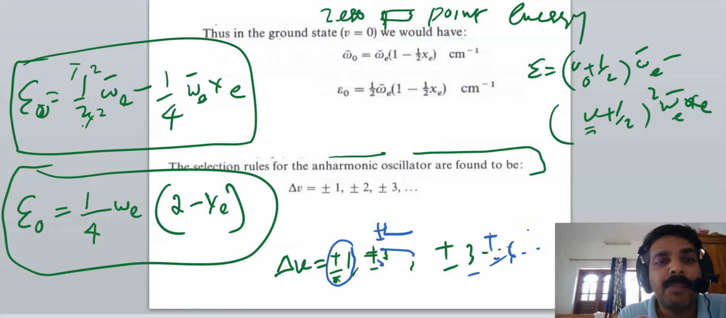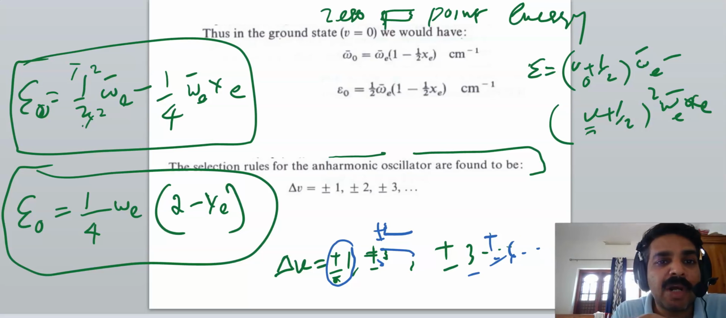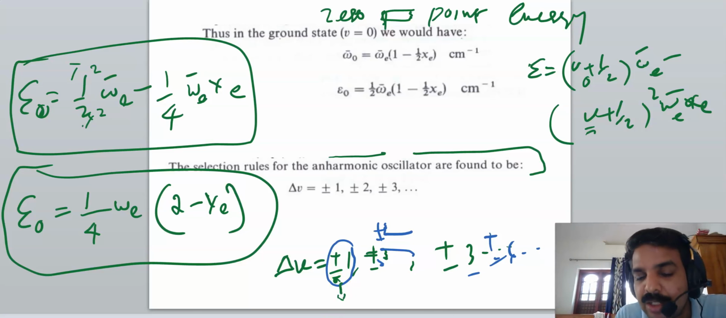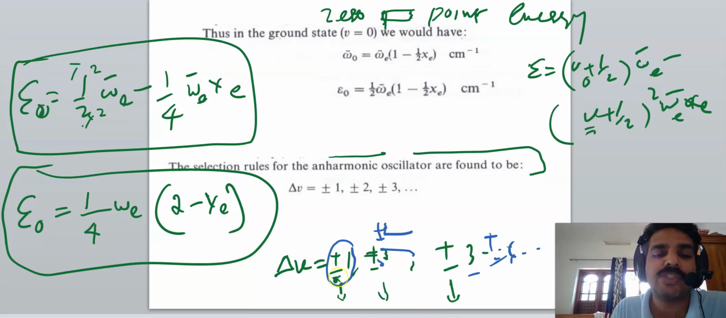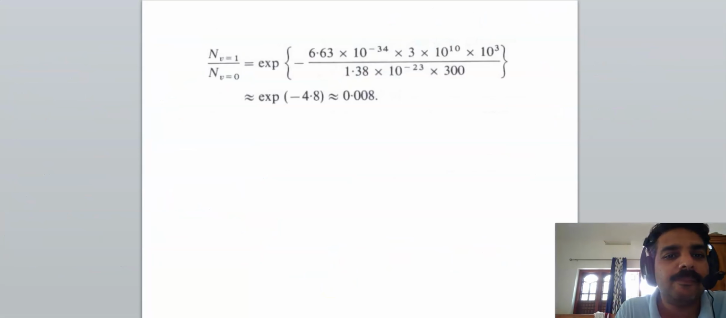is possible. But the intensity or probability of transition diminishes. There is a high probability for plus or minus 1 transition, very little probability for plus or minus 2, and even less probability for plus or minus 3. That's the intensity or the probability of transition decreases. Higher probability for plus or minus 1 transition.